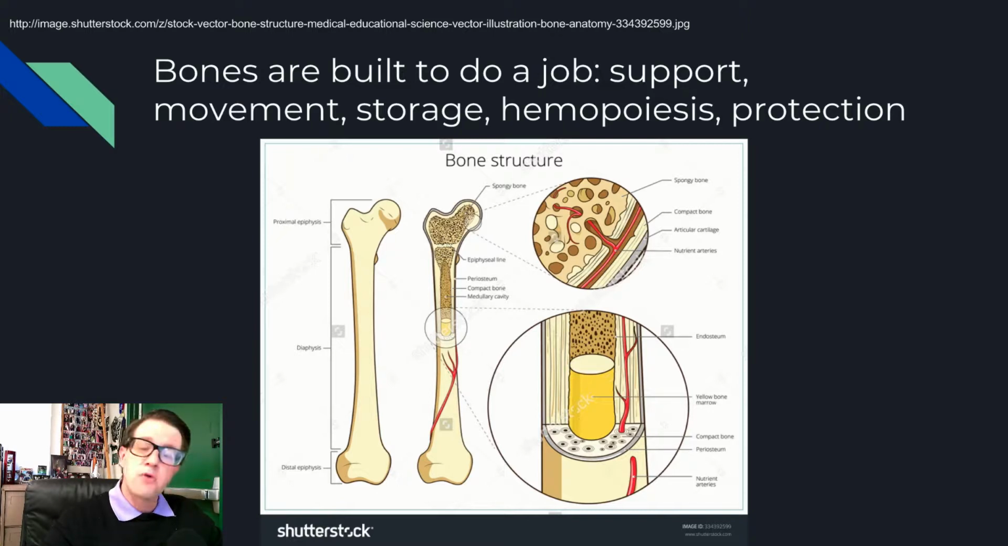They come in two varieties. They have what we call trabecular bone or spongy bone, which is found on the tips, so at the top and the bottom of this picture, what we would call the epiphyses. And then in the middle, you have what we would call compact bone or solid bone. And they all turn out to have different functions.